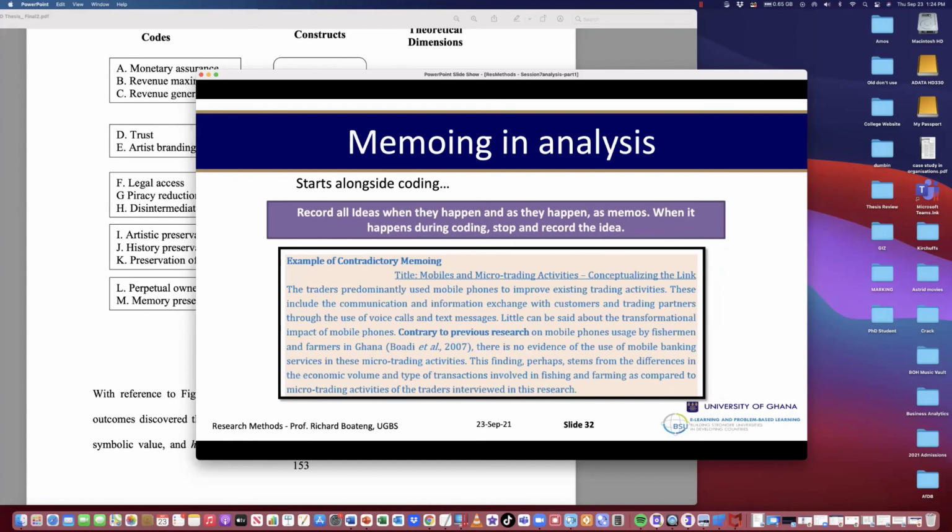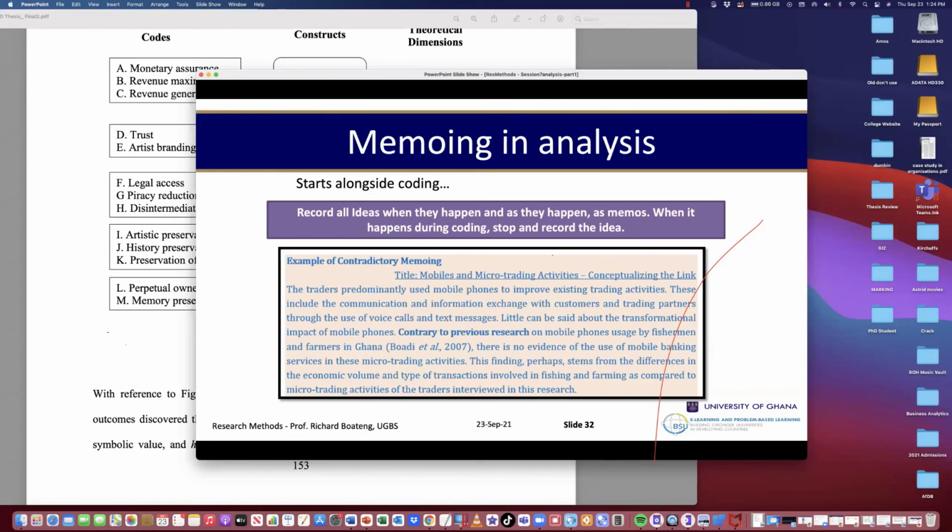Contradictory memoing happens when there is a contrast. For example, traders predominantly use mobile phones to improve existing trading activities. These include communication and information exchange with customers and trading partners through the use of voice calls and text messages. Little can be said about transformational impact of mobile phones. Contrary to previous research on mobile phones used by fishermen and farmers in Ghana, there is no evidence of the use of mobile banking services in micro-trading activities.